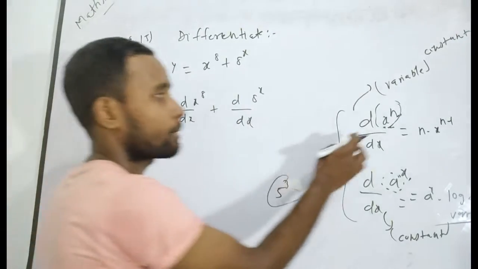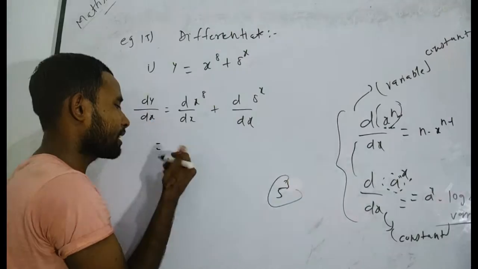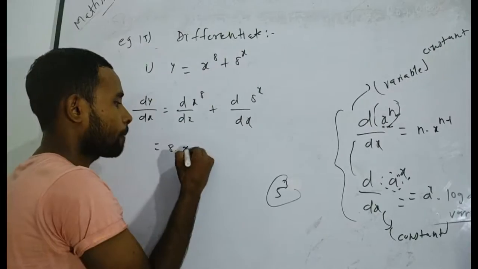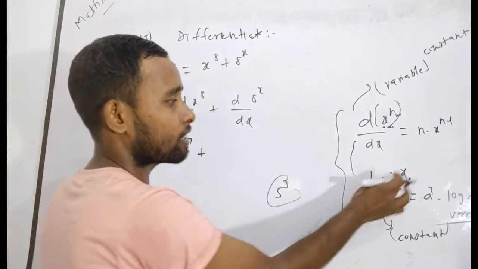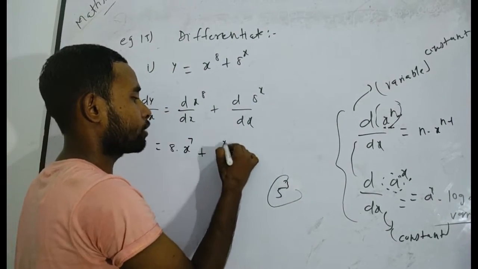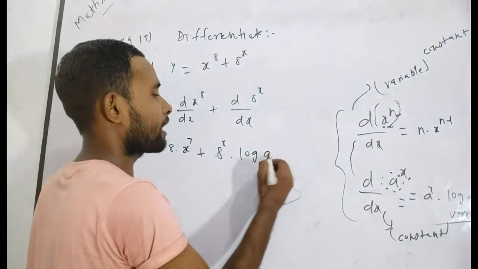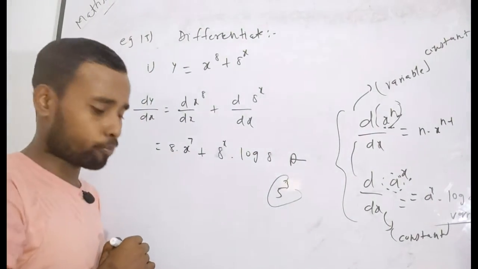Now, as you know, the derivative of x to the power n with respect to x will be n times x to the power n minus 1. That's why you can write 8 into x to the power 8 minus 1, that means 7, plus the derivative of a to the power x, which is a to the power x into log a. That means a to the power x will be 8 to the power x into log a. What is log a? Log a is equal to log 8. That is the correct answer of this problem.